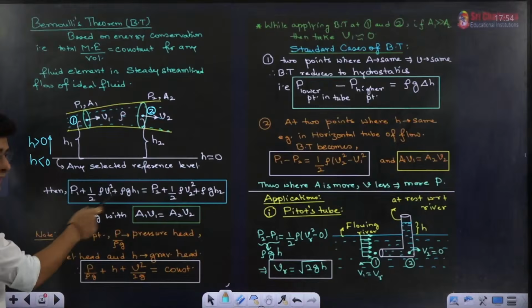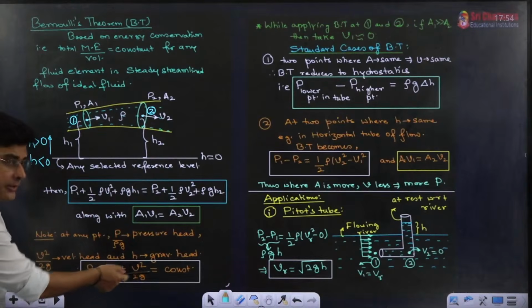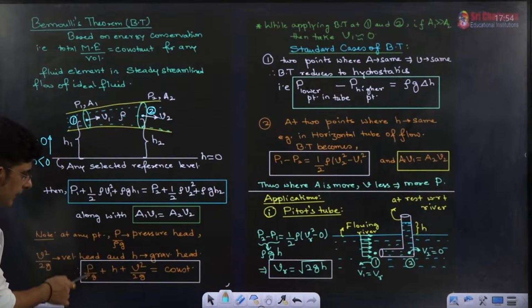Now, when we are writing Bernoulli's equation, if you divide the whole equation by rho G, then you get 3 more terms. Now rho is constant, so P by rho G plus H plus V square by 2G becomes constant. So P by rho G is known as pressure head.